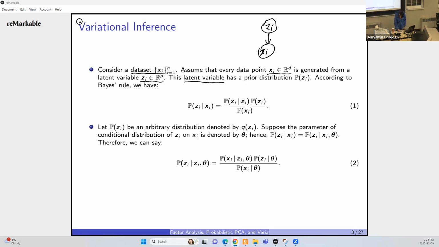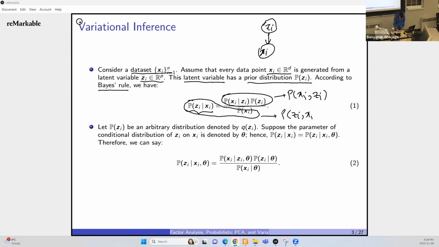The latent variable has a prior distribution, P of zi. According to the Bayes rule, it's this. What is this? Probability of zi given xi equals probability of xi given zi times probability of zi over probability of xi. The proof is so simple. You know how it is proved? This multiplied by this equals this multiplied by this. This is a joint of xi and zi. This is a joint of zi and xi. Joint of xi and zi equals joint of zi and xi.